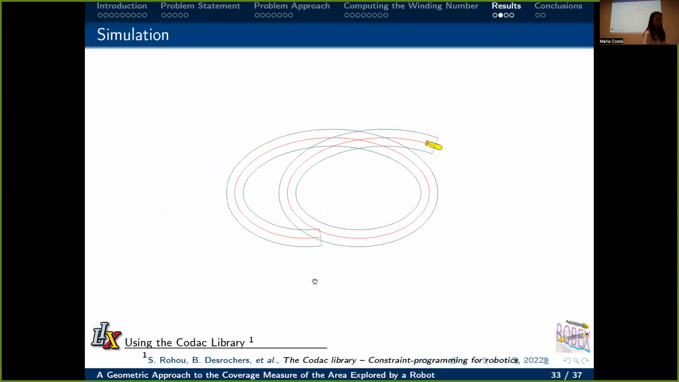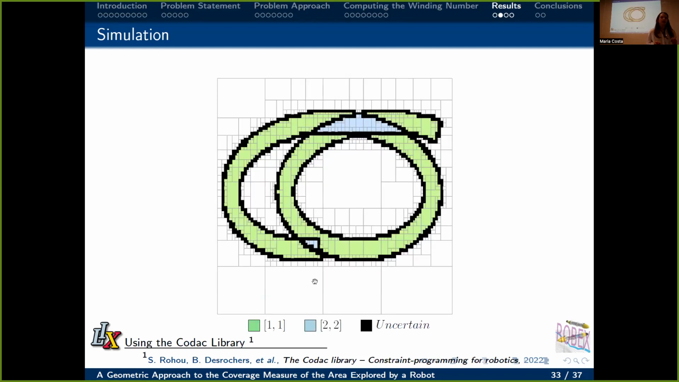Okay, so now some results. For the simulation, we used the Codac library. In red, we have the robot's trajectory, and in blue, we have the sonar's contour. And this is the characterization of the explored area that we obtain using interval analysis. So how do we do this quickly? We start with the big box, and we calculate the winding number for this big box.